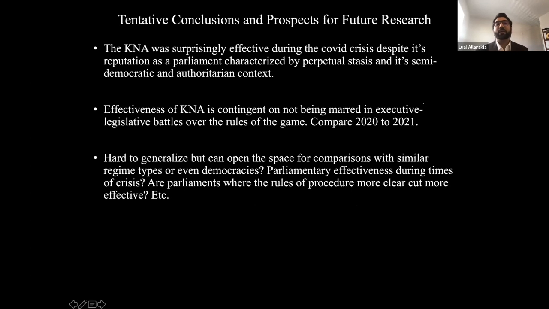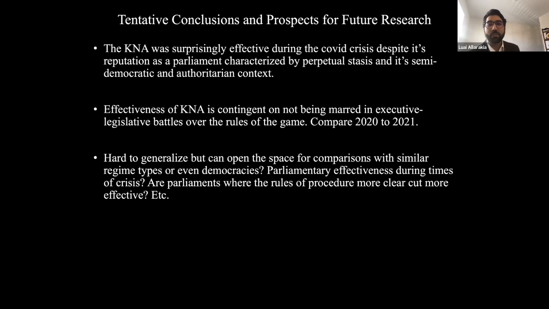Now, what are my tentative conclusions and prospects for future research? Because this is really less than even a first draft. It's just the beginning of a research project. The KNA was surprisingly effective during the COVID crisis, despite its reputation as a parliament characterized by perpetual stasis and its semi-democratic and authoritarian context.